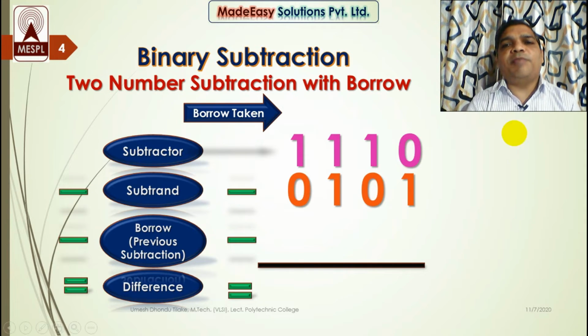Here the least significant bits are 0 and 1. So start the subtraction from these bits. Subtract 1 from 0. Now can I subtract? 1 is larger than 0. So I must take a borrow over here.